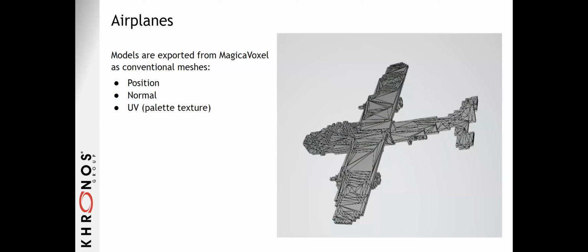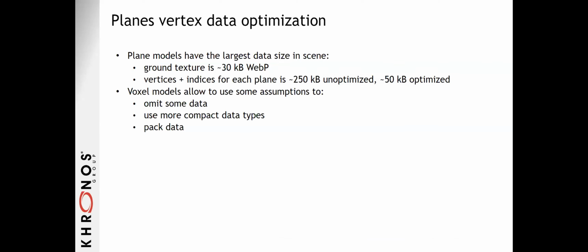Even though the original models are voxel ones, they are exported from MagicaVoxel as conventional meshes. So these are regular meshes made of triangles, and they have positions, normals, and texture coordinates from a palette texture. Because of this, it can be optimized quite well, because the largest part of the scene is actually the ground texture. After optimization, the vertices and indices for each plane model are about 50 kilobytes instead of 250. This is because of the simplicity of the models. We can omit data, use more compact data types, and even pack some data for these voxels.